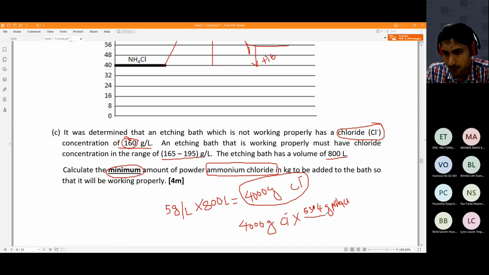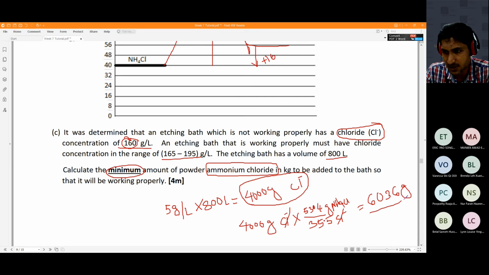Okay, over 35.5 gram of chloride. So chloride cancelled out, and from there I see that I will need how many grams? 6,036 gram, I think. Yeah, 6,036 grams, something like that.